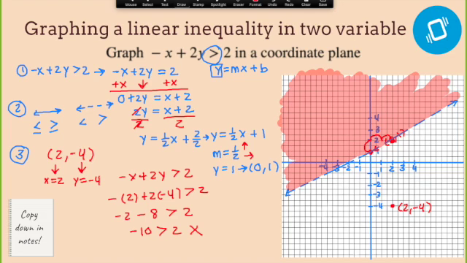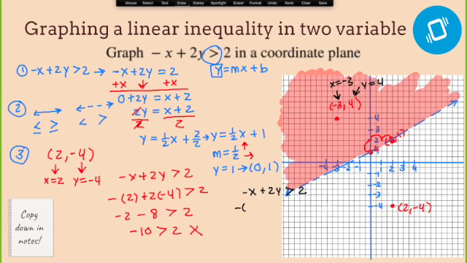And again, you can always check to make sure that, let's say your math work was incorrect. So over here, I can choose, for example, negative 3, positive 4. You can plug that point in to see if it is the correct solution. So here I have negative x plus 2y is greater than 2. My x value is negative 3. My y value is positive 4.